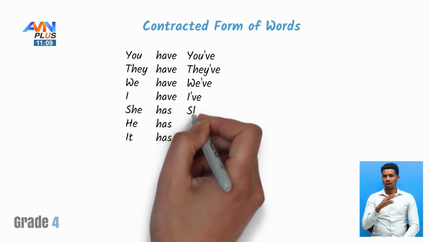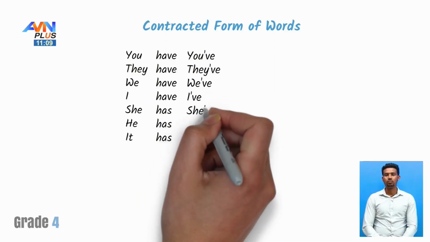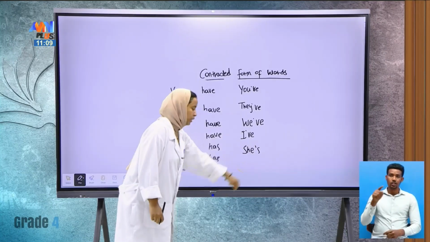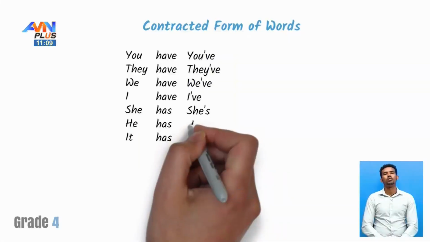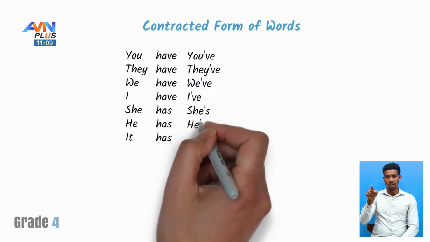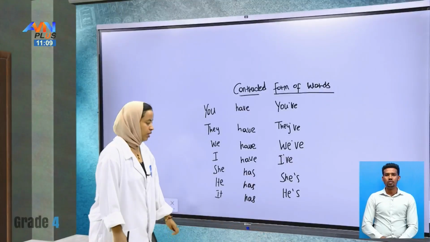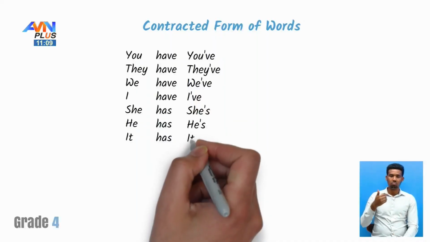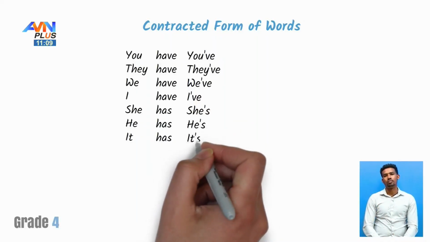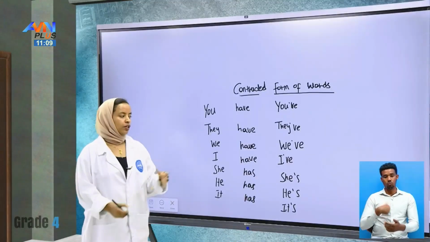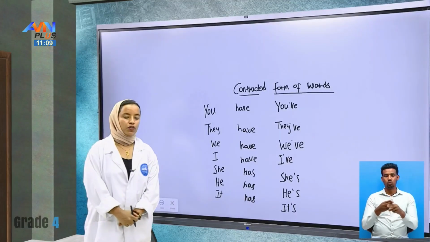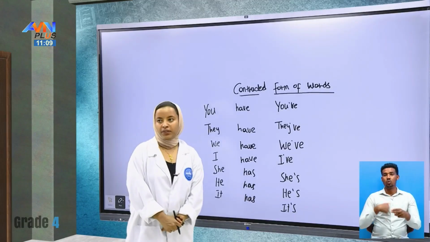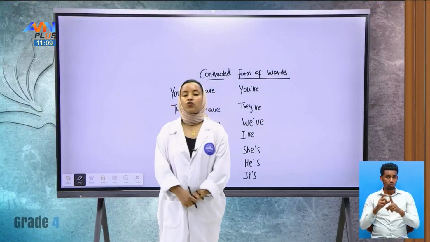And when we come to here, so here is she plus has, easily contracted form. She, apostrophe S. He, here is S easily, and it has. Here is how we can make it shortened form or contracted form of these words. You can use different words as contracted forms.